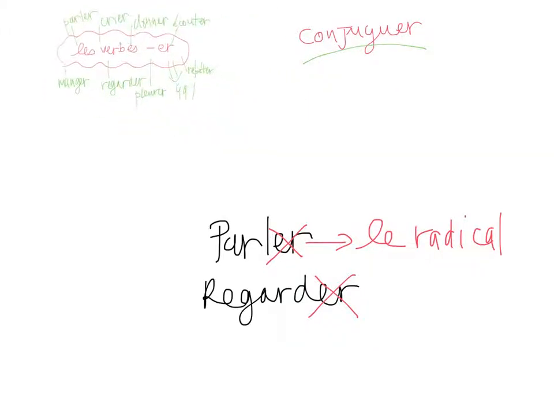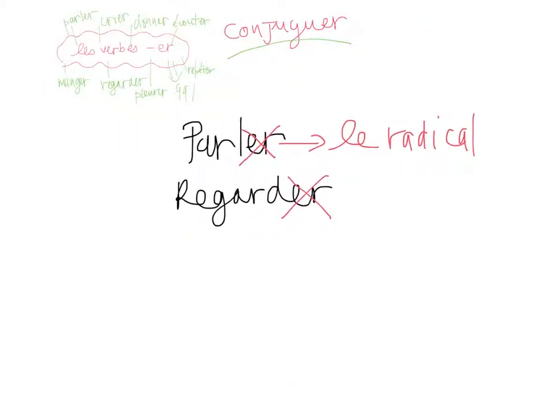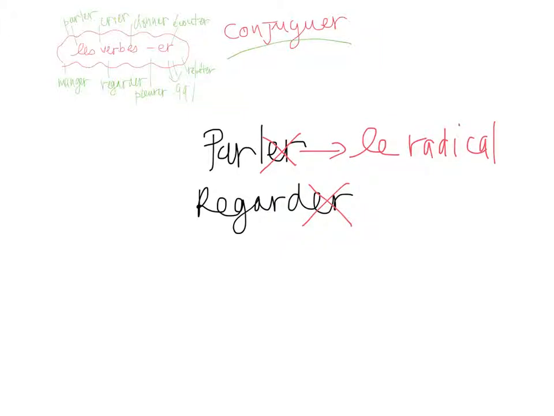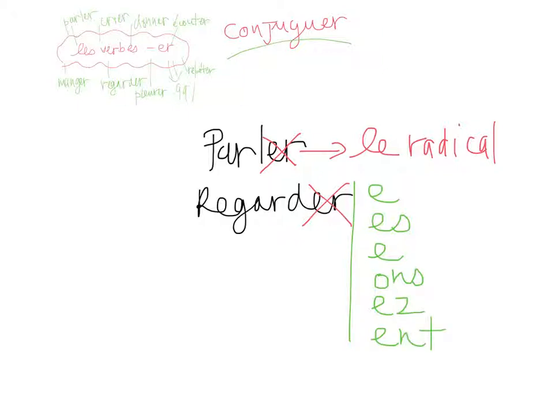We're going to add E, ES, E, ONS, EZ, and ENT. Now you look at these things and you are thinking, yeah, but how are we supposed to add this? Well, this is very simple. You will add this for each subject or person.